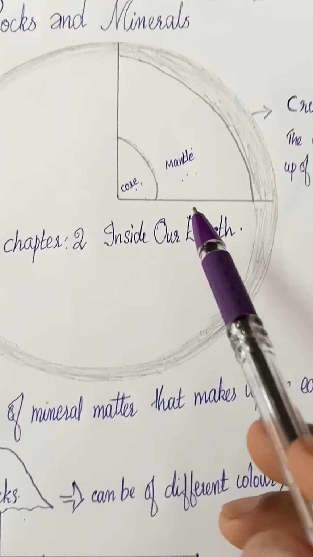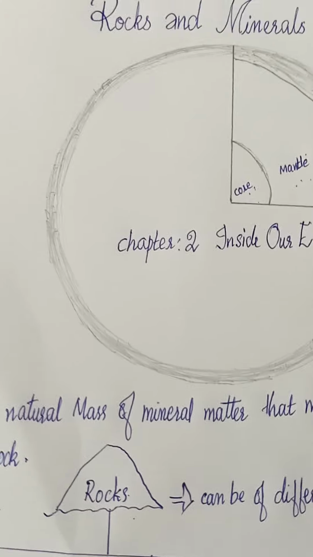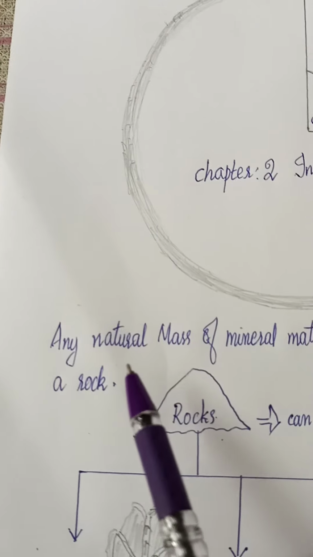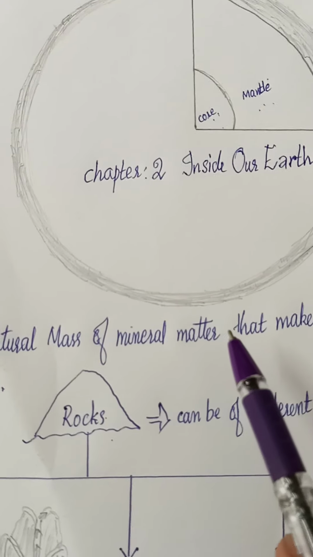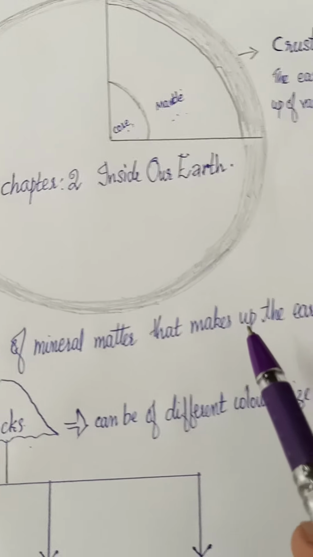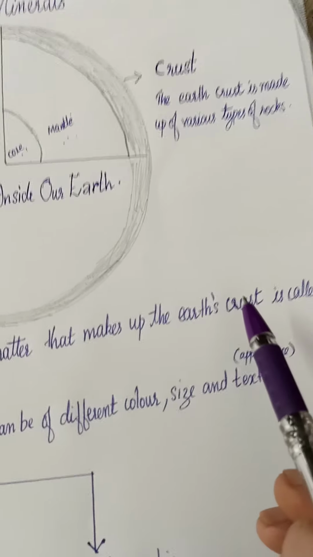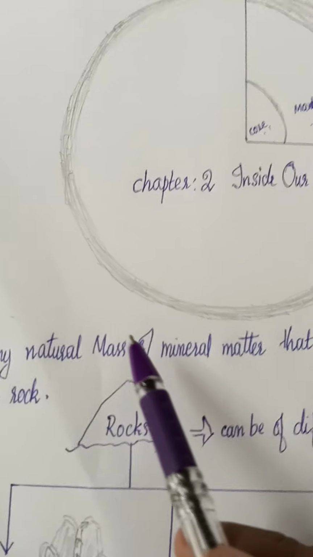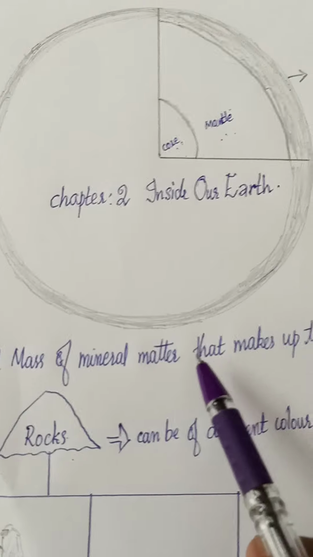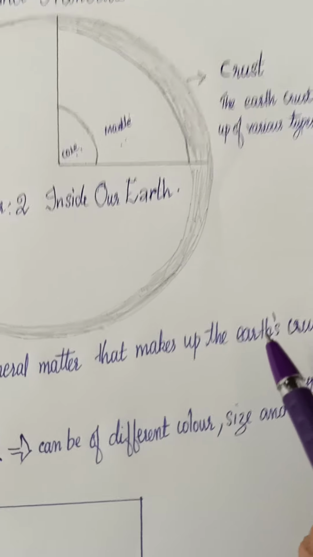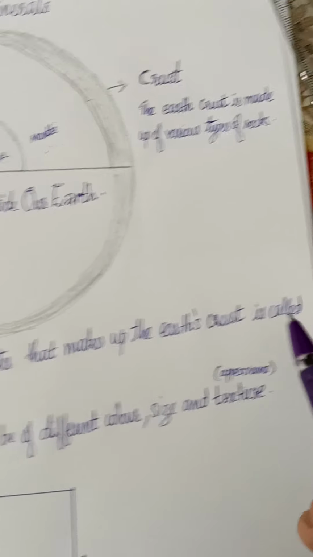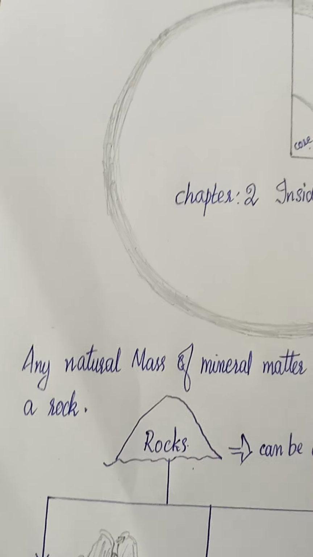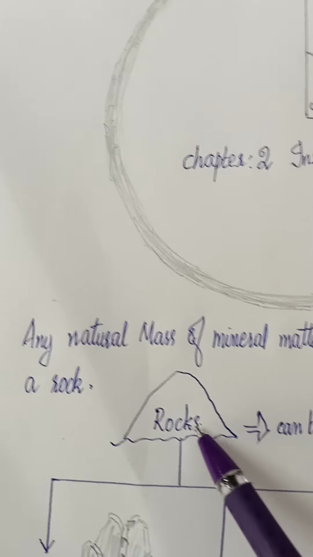Then try to understand what a rock is. A rock is any natural mass of mineral matter that makes up the earth's crust. Then I draw one rock here.